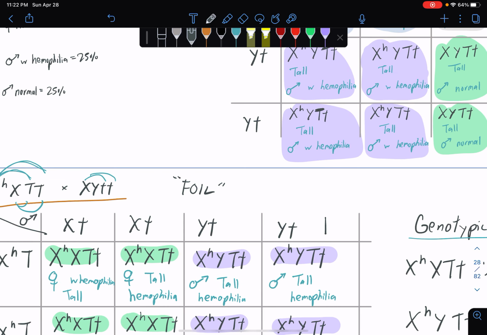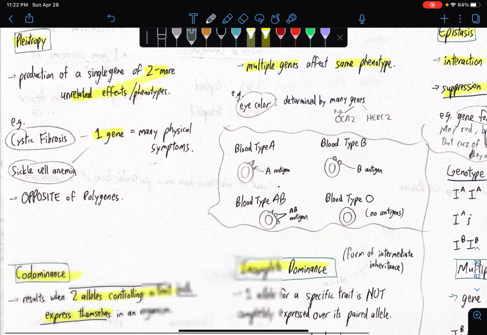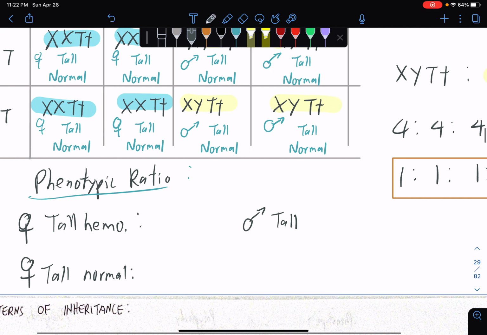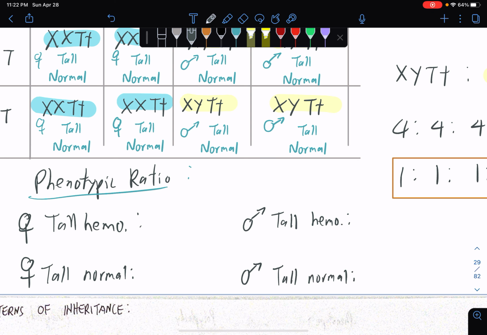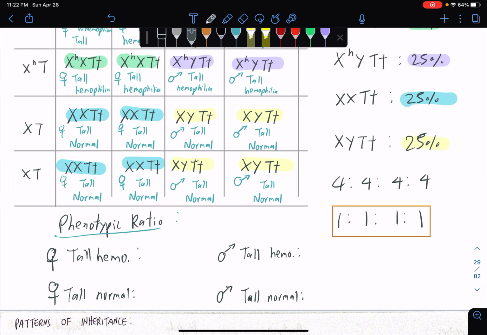Tall, sorry about that. Tall hemo. And then male, tall normal. Again, I believe the percentages are the same.